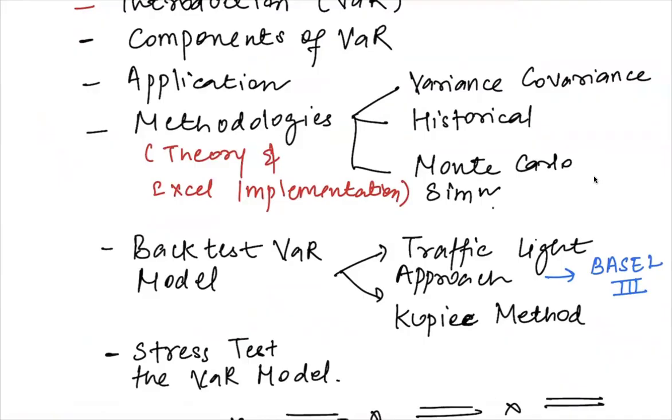So as of today, I've just explained the theoretical piece of the historical method. In the next class, we'll see how we can implement this method in an Excel spreadsheet. So if there are no more questions, let me stop the recording.